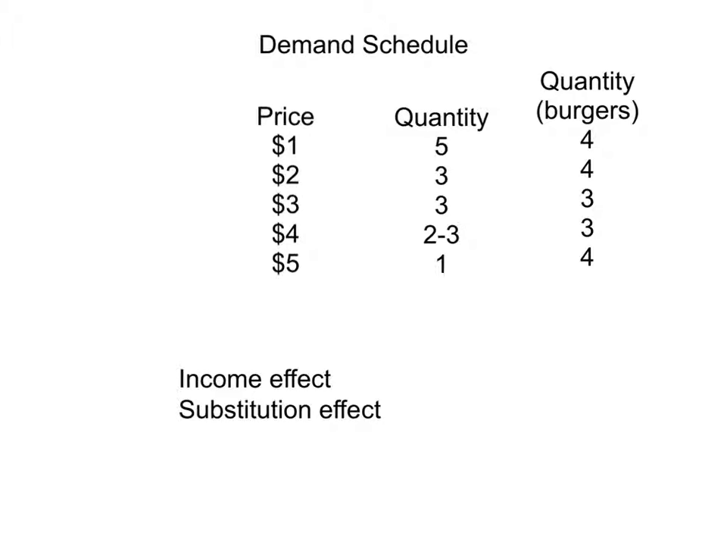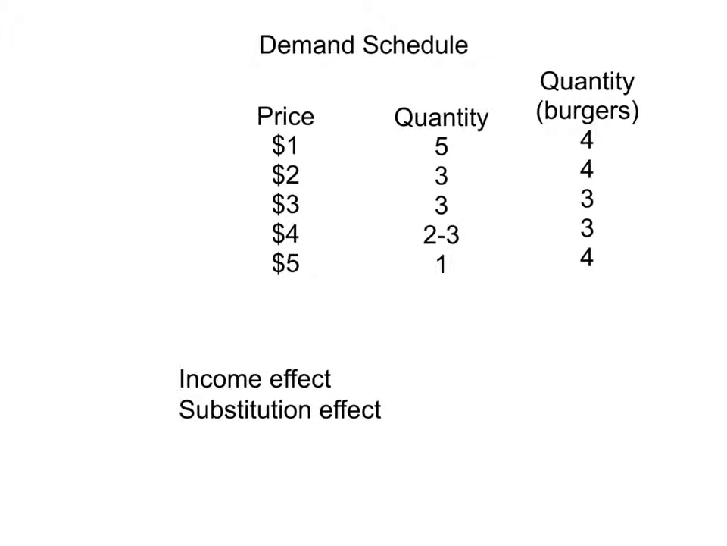Here's a table showing how many tacos you should buy. Here's the quantity of tacos at every price of tacos. So if the price of tacos is $1, we said you should buy 5. And if it's $2, you should buy 3. And also if it's $3, you should buy 3. If it's $4, it doesn't matter whether you buy 2 or 3. And if it's $5, you should only buy 1.